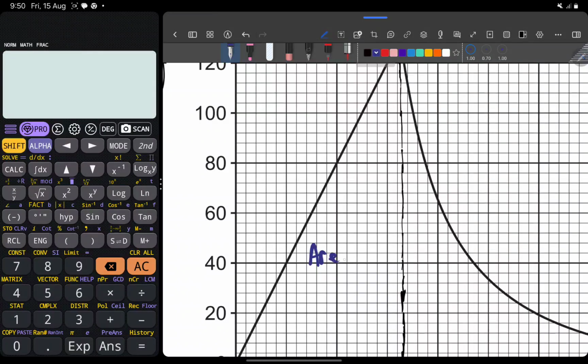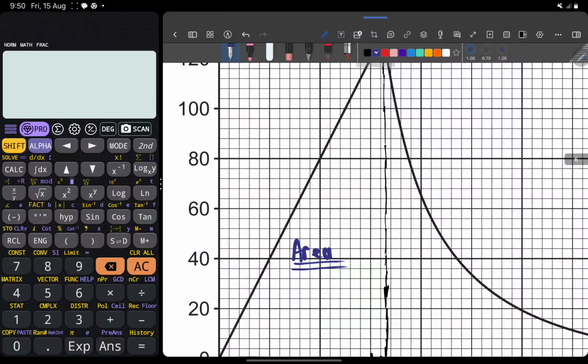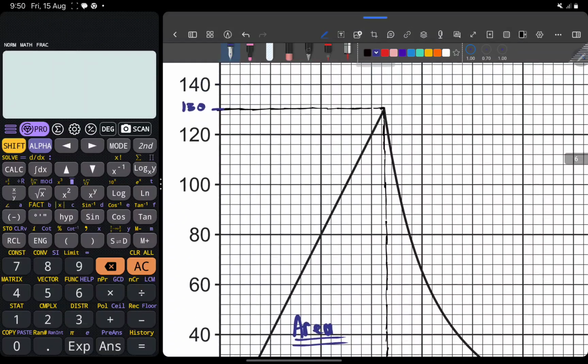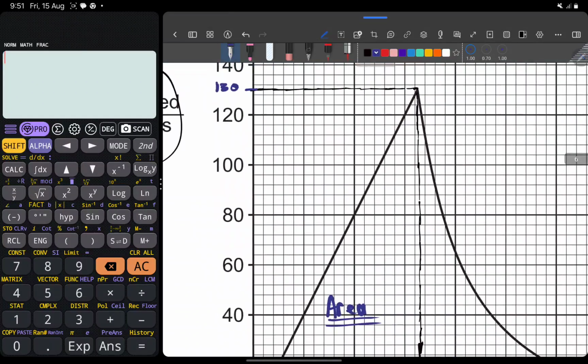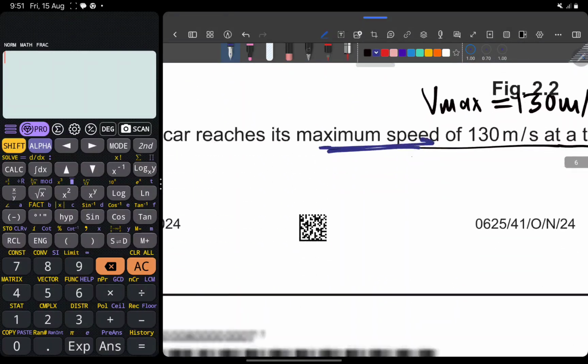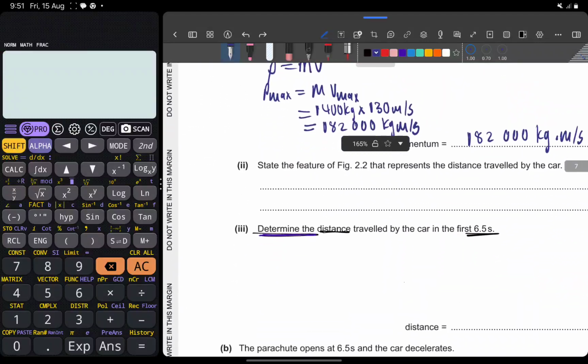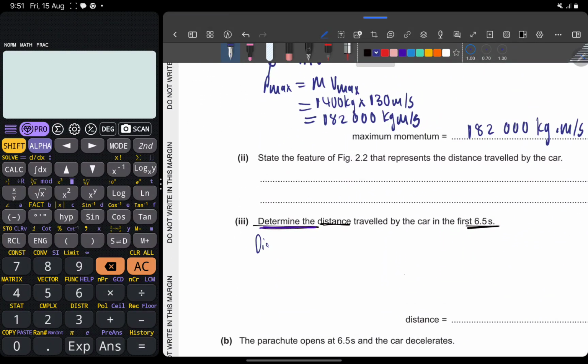I want the area under this. Okay, and this is what? This is a triangle I can see with height 130, and then the base is 6.5. Okay, here 6.5. So the base is 6.5, and I have height, and the height is 130. So I know distance. So I'm going to come down and say, okay, here I'm going to say distance. Distance is equal to the area of that triangle, which is base times height over 2.